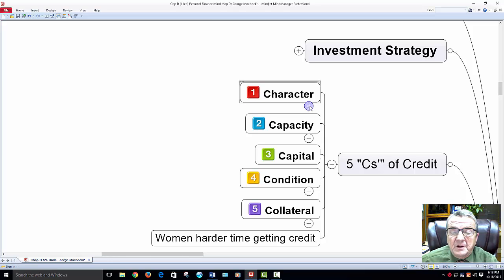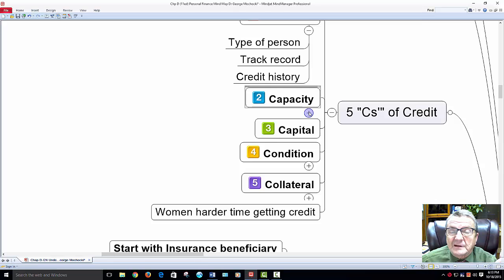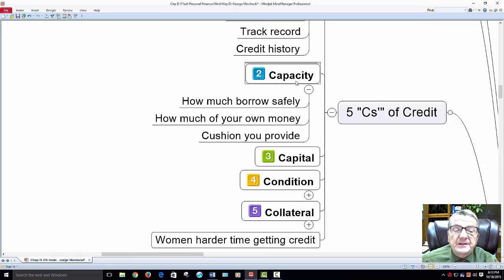Okay, now the 5 C's of good credit. Character: the type of person, track record, credit history. That's what a credit card and paying on time does. Capacity: how much you can borrow safely, how much of your own money and cushion you provide. So if you have several credit cards and you're not maxed out on each one, maybe you have 20% used out of all the credit you have available, you're a good credit risk. If you wanted to, you could borrow more money, but you don't, so they're going to give you a better rate because you're not out there just spending unwisely.